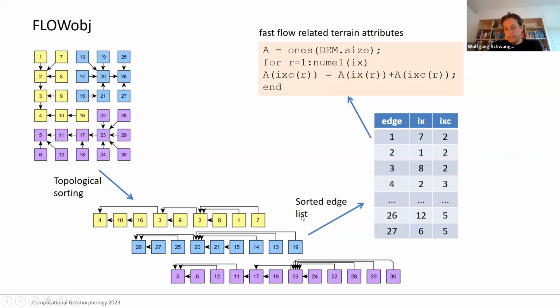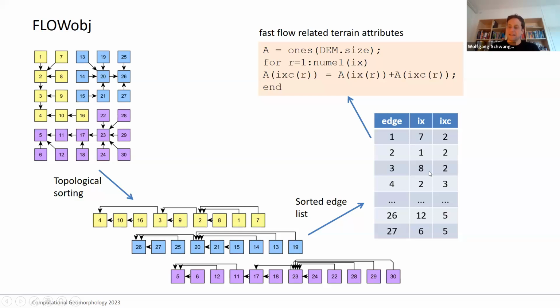This gives us a sorted edge list. Again, what is a sorted edge list? Well, we know, for example, that the 7 goes to 2, so that's from IX to IXC. So this downstream neighbor here goes from 7 to 2, and that's our first edge in that list, because there's no edge upstream. Then there's the 1 which goes to 2 and so forth.